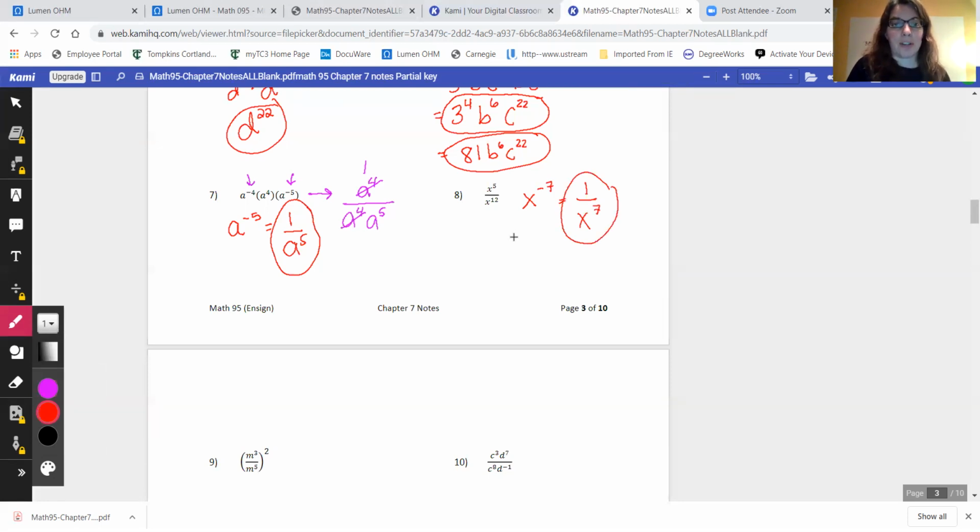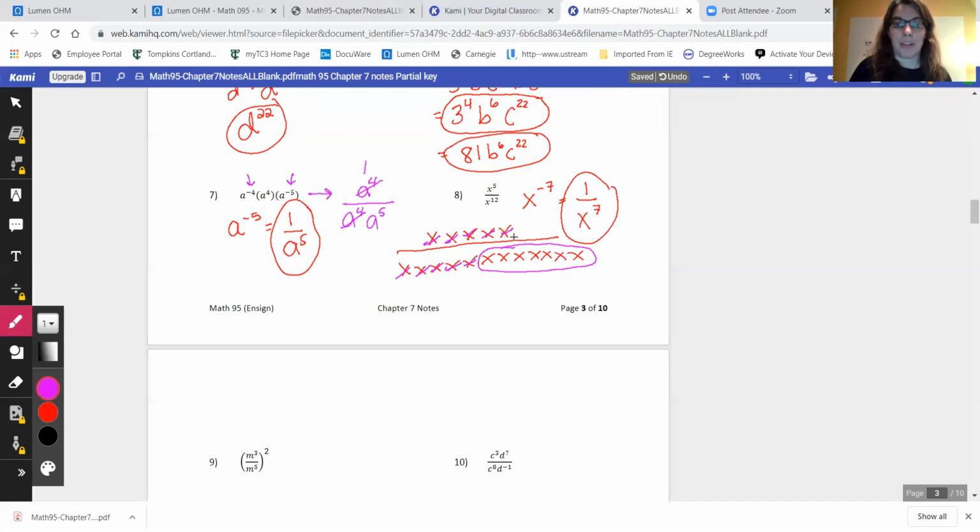Another way to think about this, if you think about what we talked about, what's going on in the background. So on the top, x is being multiplied by itself 5 times. On the bottom, it's being multiplied by itself 12 times. I think I counted that right as I was talking. So I'm just going to use a different color to cross them out. So if I cross out these 5, let's see, 1, 2, 3, 4, 5, yep. Then I have 7 left on the bottom and nothing on the top.